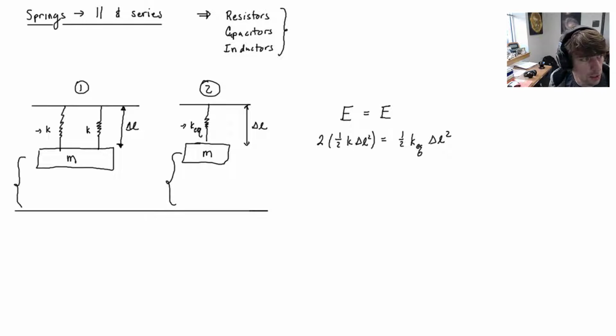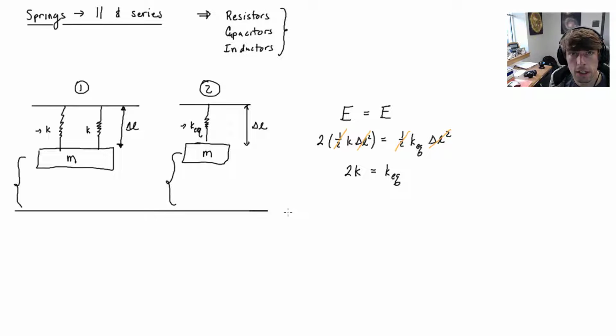You say, oh, goody, goody, I got this, Greg. The 1/2s and the delta L's cancel out. That's all nice and dandy. And we find out that, hey, wait a minute, 2k, twice the individual spring constants, must be my value of the equivalent spring.